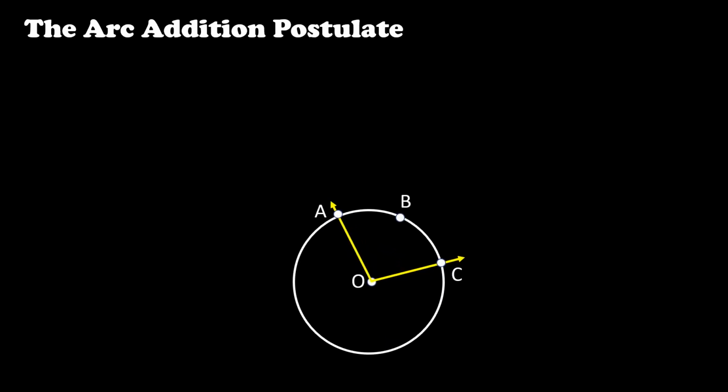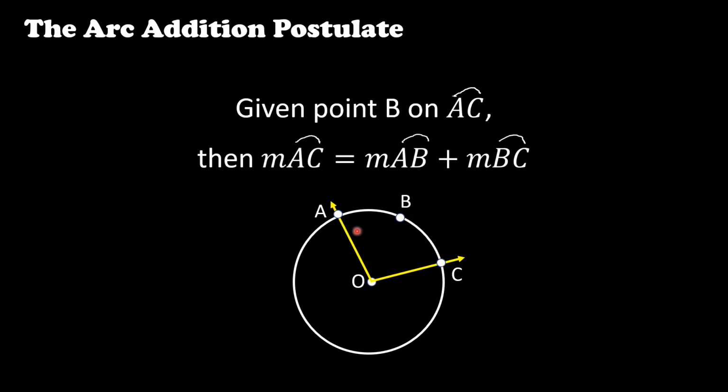Next, we have the arc addition postulate. Given point B on arc AC, the measure of arc AC is equal to the measure of arc AB plus the measure of arc BC.